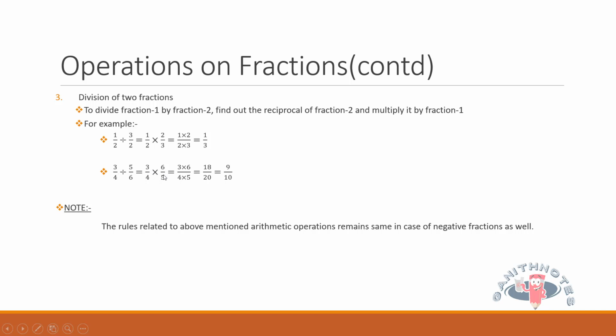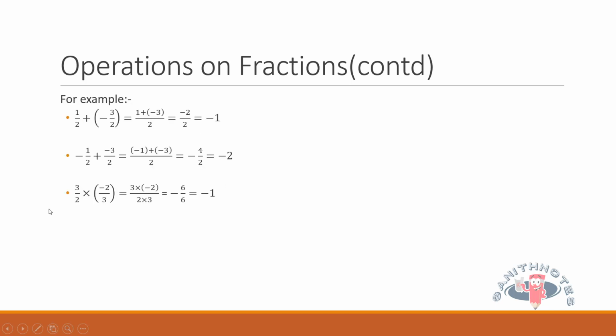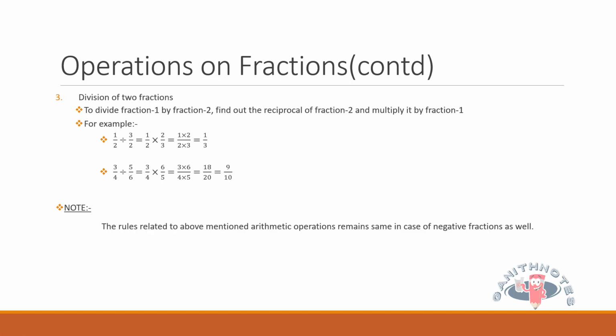So it will be 3 by 4 into 6 by 5, which is equal to 3 into 6 divided by 4 into 5, by using the rule of multiplication of fractions, which is equal to 18 divided by 20. Since you have 2 as a common factor between 18 and 20, you can cancel it. Then you will get the simplified form as 9 by 10. If the fractions are negative fractions, then the same rule applies for those negative fractions as well. We'll just go through a couple of examples quickly to see how it happens.